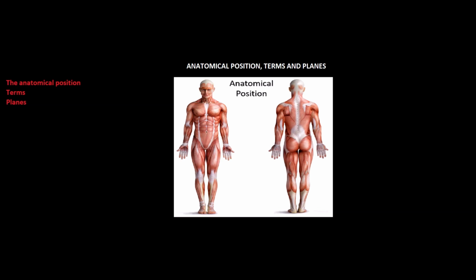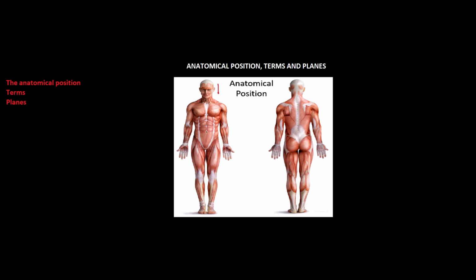So this diagram is a good illustration of the anatomical position. So we can see here that the head is upright, and then we have the palms facing forward, the arm to the side of the body, the legs close together, and the feet parallel to each other and facing forward. This is how the anatomical position looks anteriorly, and this is how it looks posteriorly.